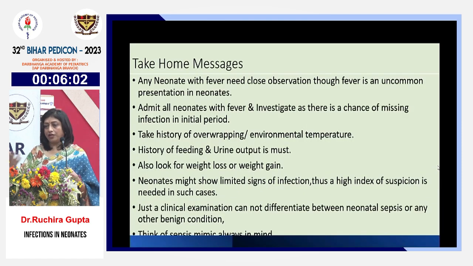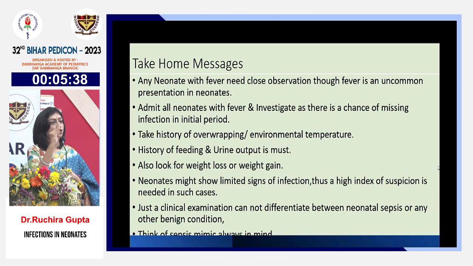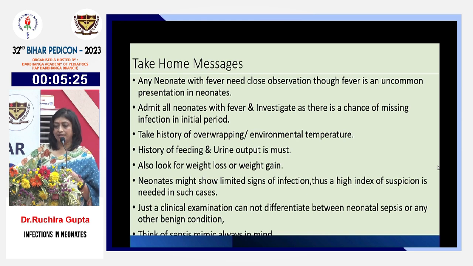The take-home message from this case is that any neonate coming with fever, we should not take it lightly. We should actually admit any neonate who comes with fever. We might be doing over-admissions, but it is better to observe the baby instead of sending the baby back. Take history of overwrapping, environmental temperature, feeding, urine output, and weight records. And neonates, we all know, might show very limited signs of infection. Thus, a high index of suspicion is mandatory.